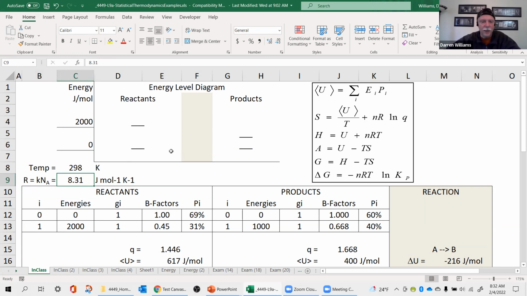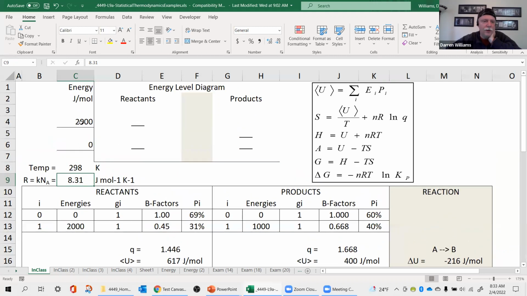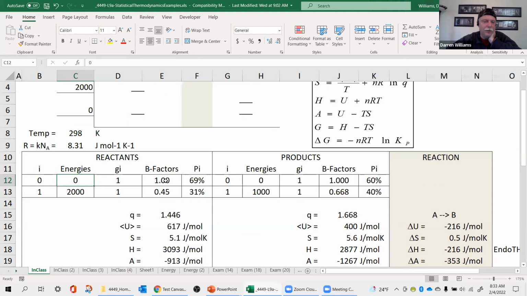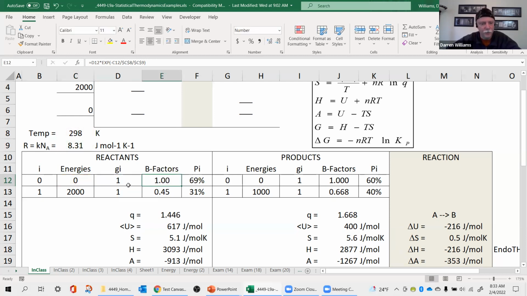Same kind of system, our expanding system. I didn't go in and make these exactly the same relative to kT, so they're going to get slightly different results, but the same trends, okay? So we have 0 and 2000 joules per mole for our energies. We calculate our Boltzmann factors. Again, it's that degeneracy, which is g_i. Let me go ahead and do this.